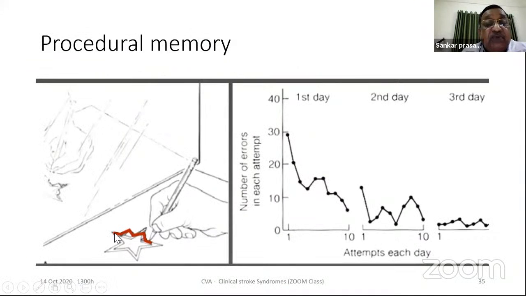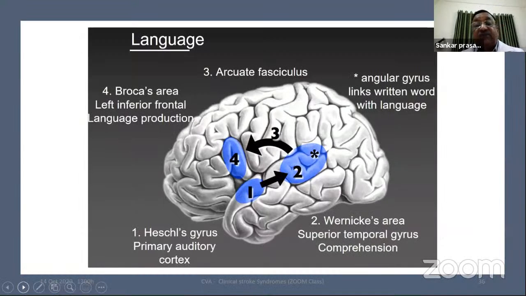And the procedural memory is another memory which may be retained even if you have a destruction of the Papez circuit. So this individual whose anterior temporal lobe has been resected was asked to see in the mirror and learn this diagram. And next day also he was shown and asked to learn the diagram. First day he made many mistakes. By second and third day, though he forgot what he learned, once he started doing, he made very few mistakes. This is the motor memory or procedural memory, which may be retained for a long time. That is only for interest sake.